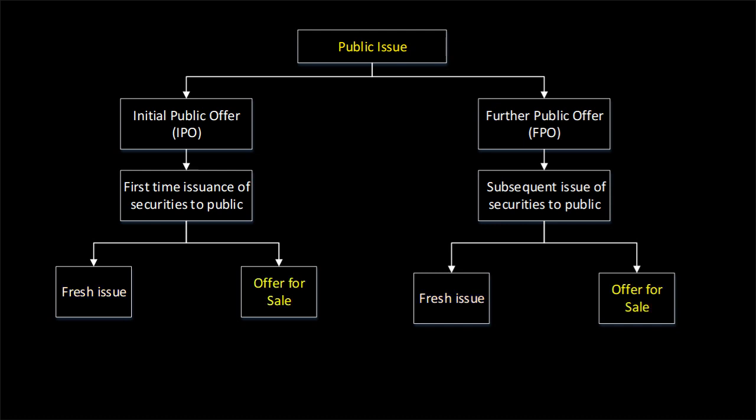Offer for sale means securities held by the existing shareholders are being offered to the public by the issuer. The shareholders whose securities are being offered to the public are known as selling shareholders. These selling shareholders may be promoters or may be non-promoters. This happens when existing shareholders want to disinvest in the company. In the case of offer for sale, no additional capital is being raised by the company. Only the shareholders of the company get changed after the entire issue.